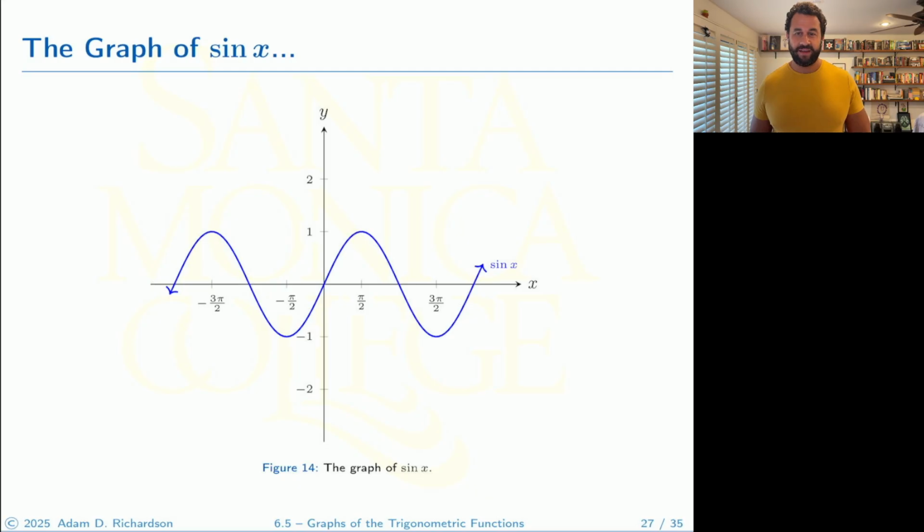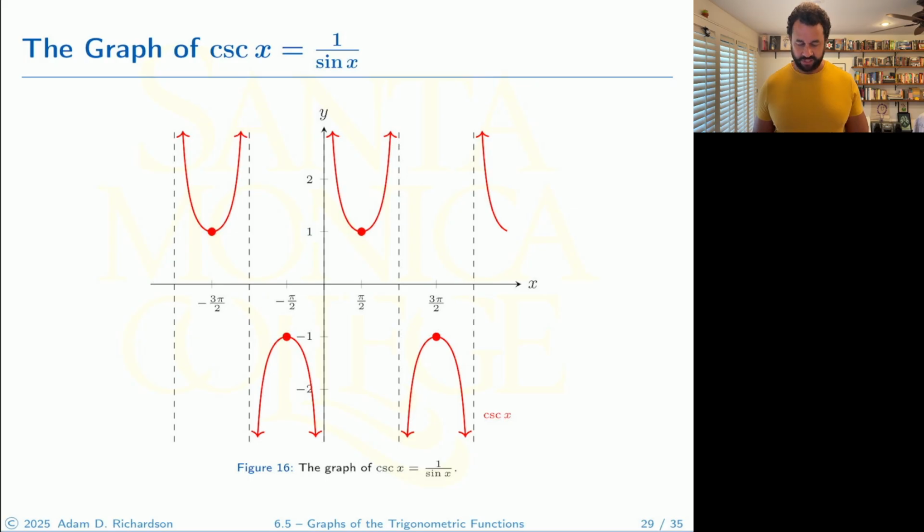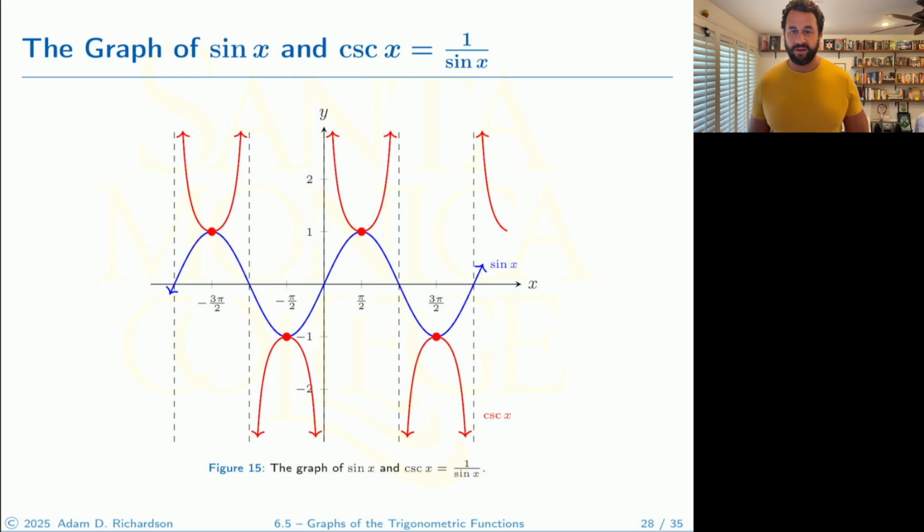Okay, this is the graph of sine of x, right? We saw this before, whoosh, okay? This is the graph of both sine and cosecant of x, which is 1 over sine. Then this is just the graph of cosecant of x. I removed the non-reciprocal function. Let me go back here for just a minute.